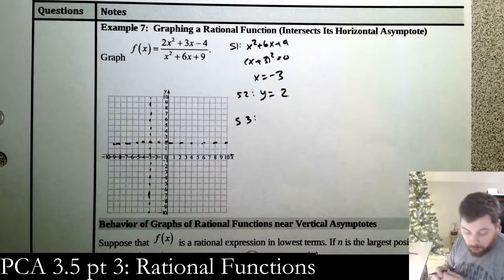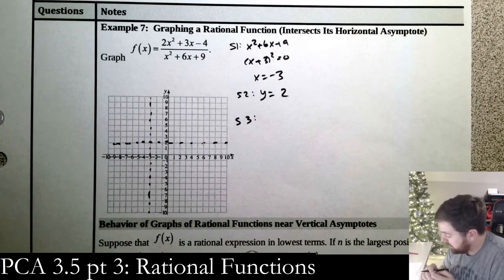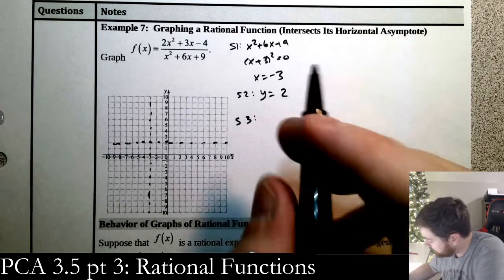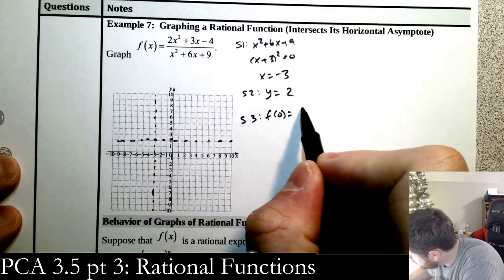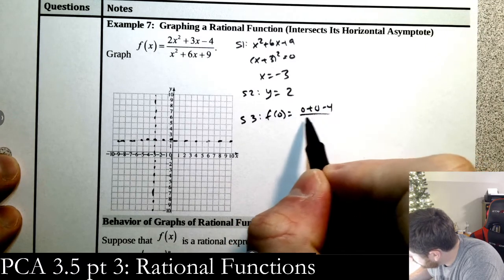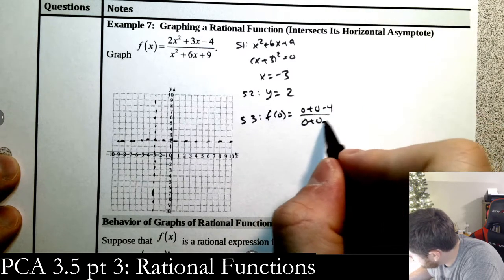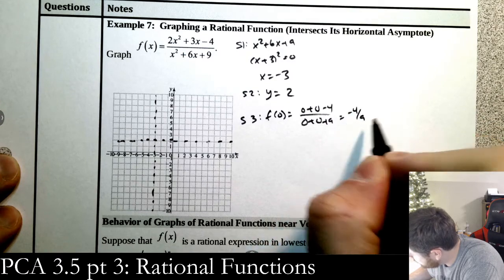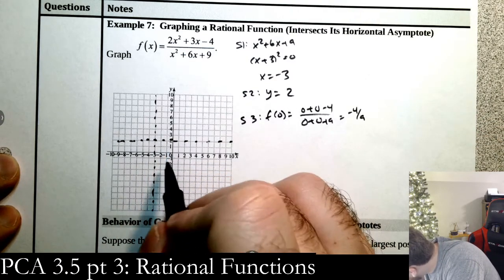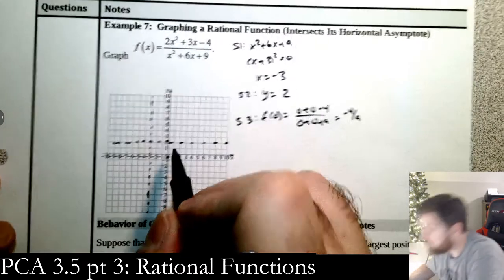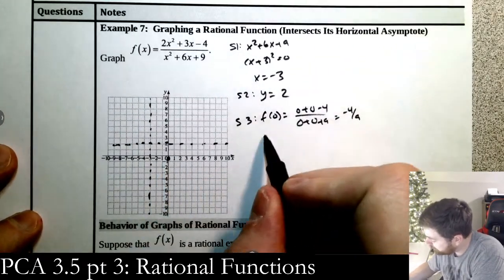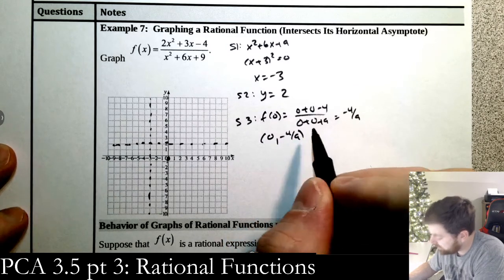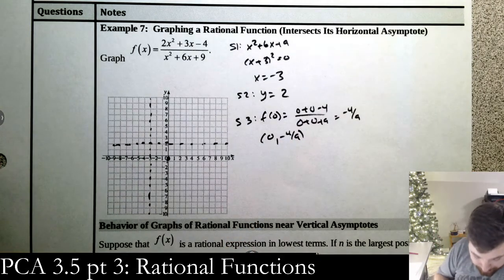We want to find the y-intercept if there is one. So I plug in 0, right? F of 0 is going to be just fine. So f of 0 is going to be 0 plus 0 minus 4 over 0 plus 0 plus 9. So negative 4 ninths, super friendly number. So negative 4 ninths is like right there-ish. Okay, very specific. So now we know we have a point. We have the point 0, negative 4 ninths on our graph. That's very helpful.